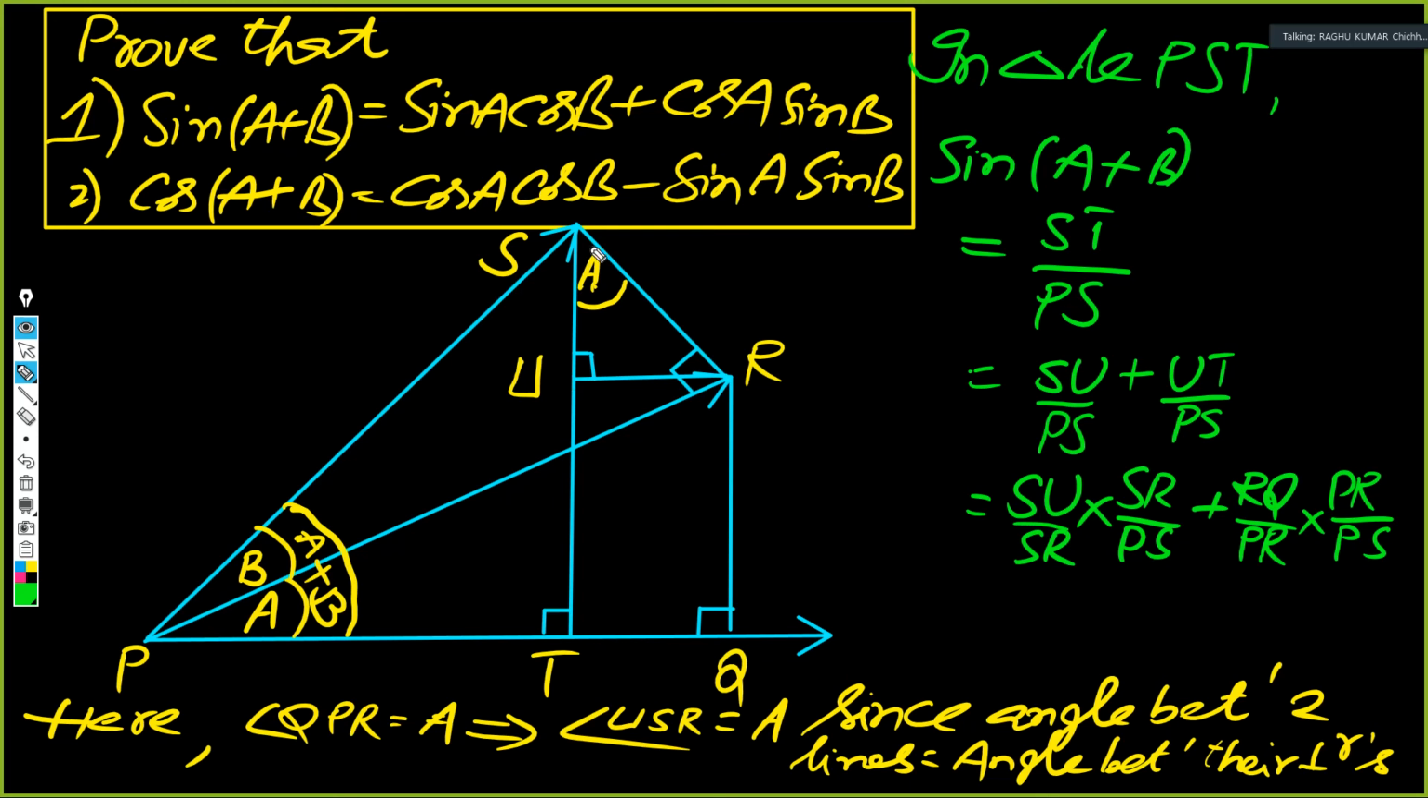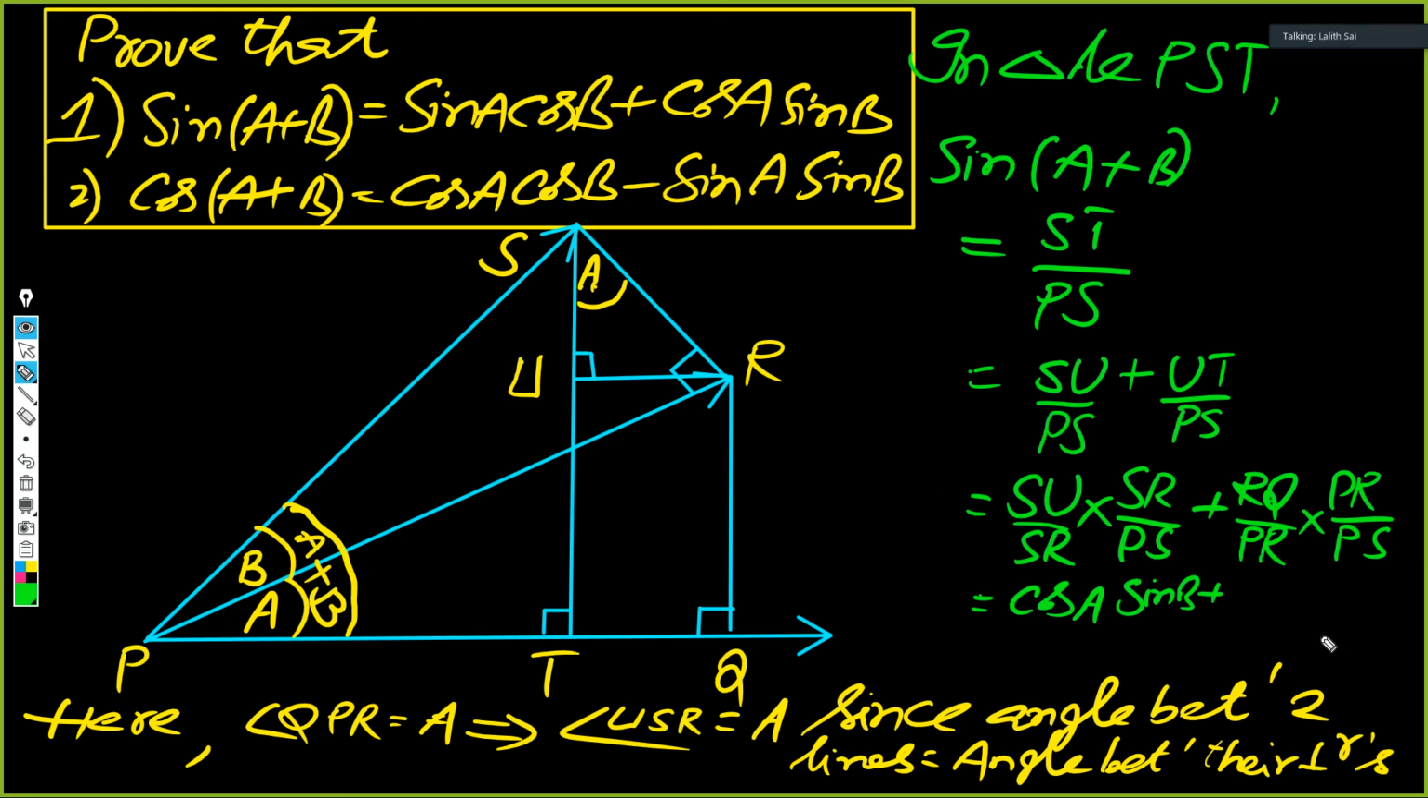What is SU by SR? Cos A. What is SR by PS? PS is the hypotenuse there, in triangle PRS. In triangle PRS, what is sin B? Sin B. So the first term is cos A sin B, plus RQ by PR.